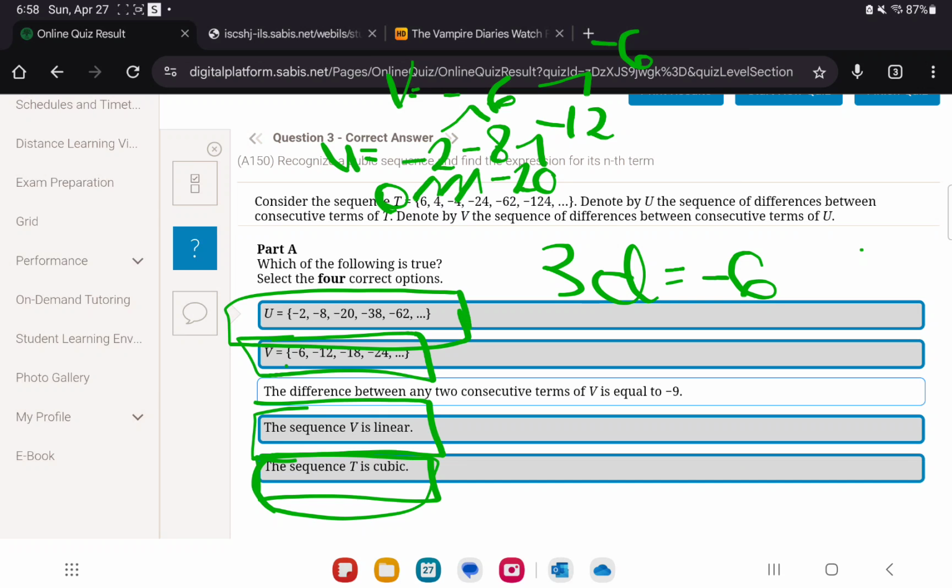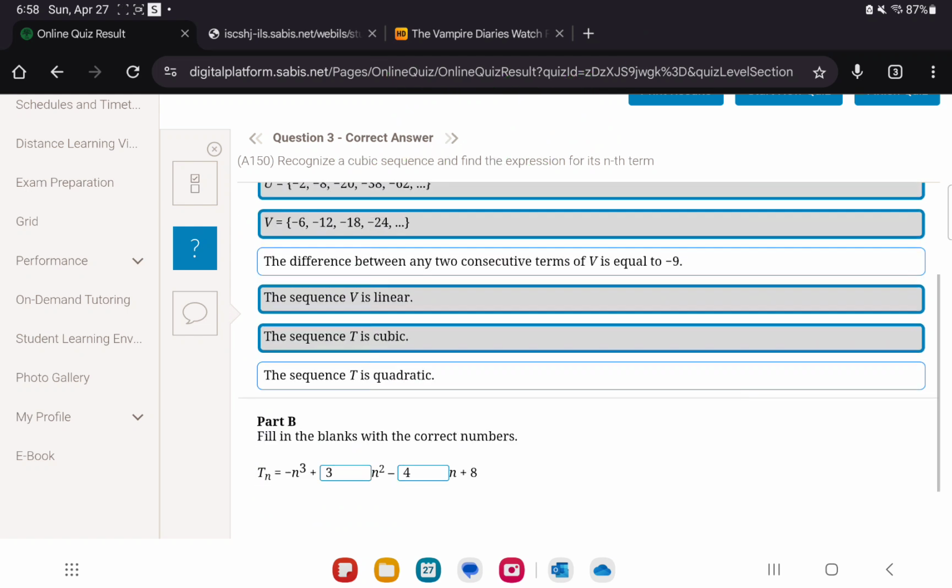Now for the fifth choice they're telling you that the difference between any two consecutive terms of V is minus 9. No, we found out it's minus 6. That's the choosing part. Now here is where the confusing part is, okay? They're asking you to find the formula for the cubic. We never actually practiced this too much because it never came up in exams. So I'll give you the formulas now, okay?